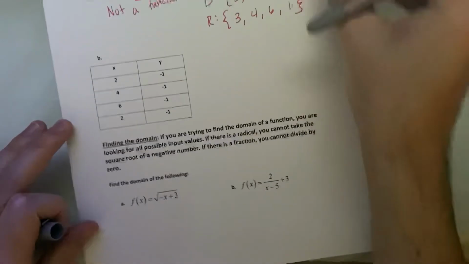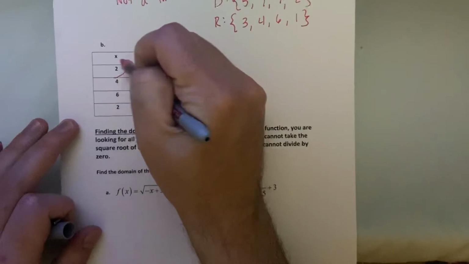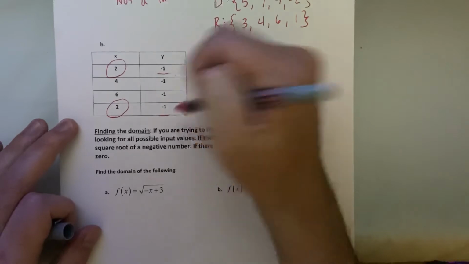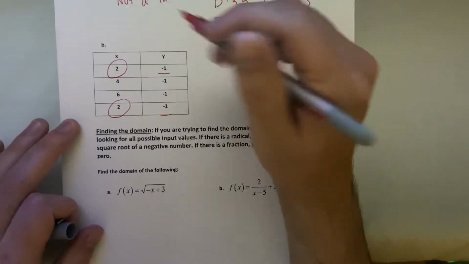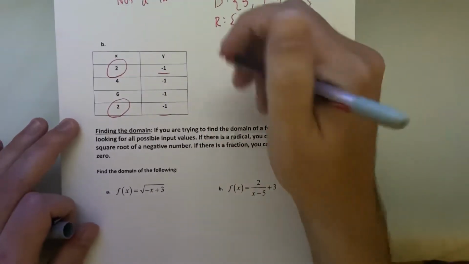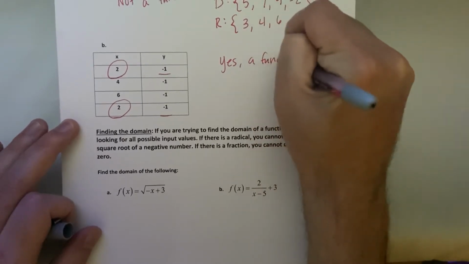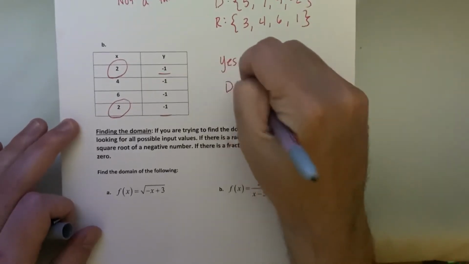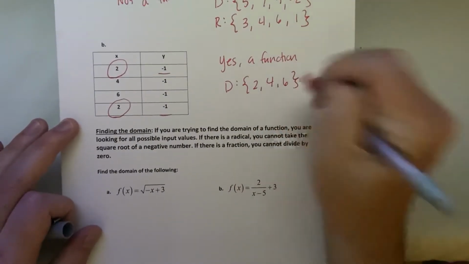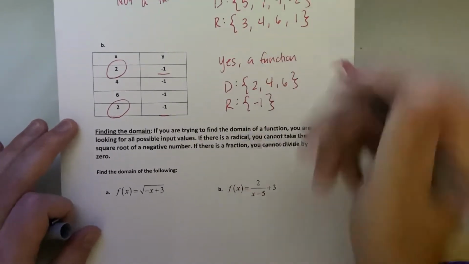Let's look at B. B can be kind of tricky for whether or not it's a function, because you do see the same input twice. However, it's going to the same output, so that can be kind of tricky. As long as it's going to the same output, the repeat doesn't matter. Only if they're going to different outputs does it matter. So yes, it's a function as far as we can tell. The domain, all the input values we see: 2, 4, and 6. The range, so all the output values, which is just -1.